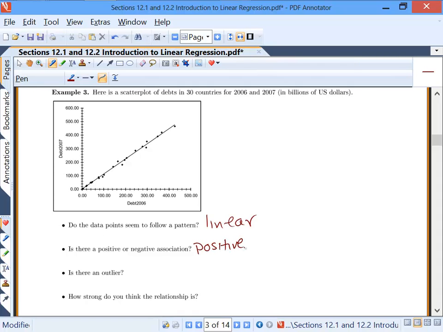What about outliers? I would say definitely not, so no outliers. And how strong do you think this relationship is? I think it's very strong. There's very few situations where you're going to get points that close to the line.